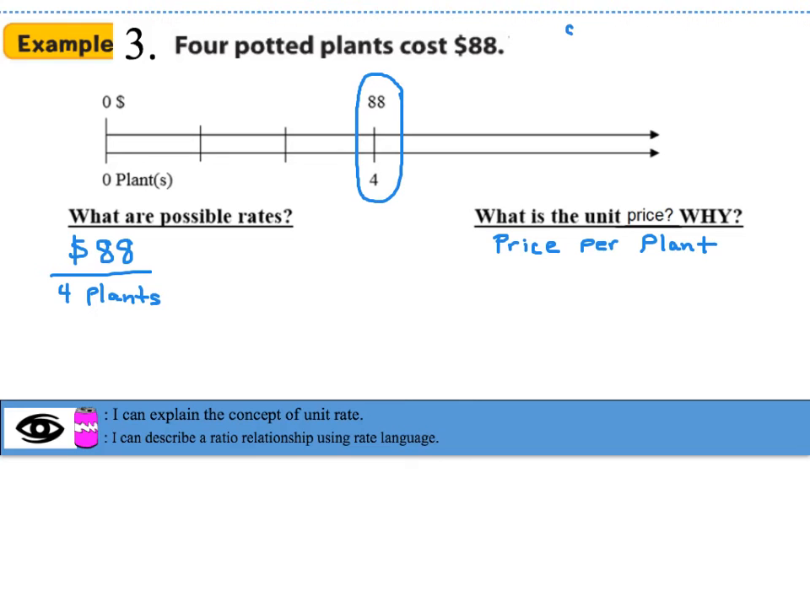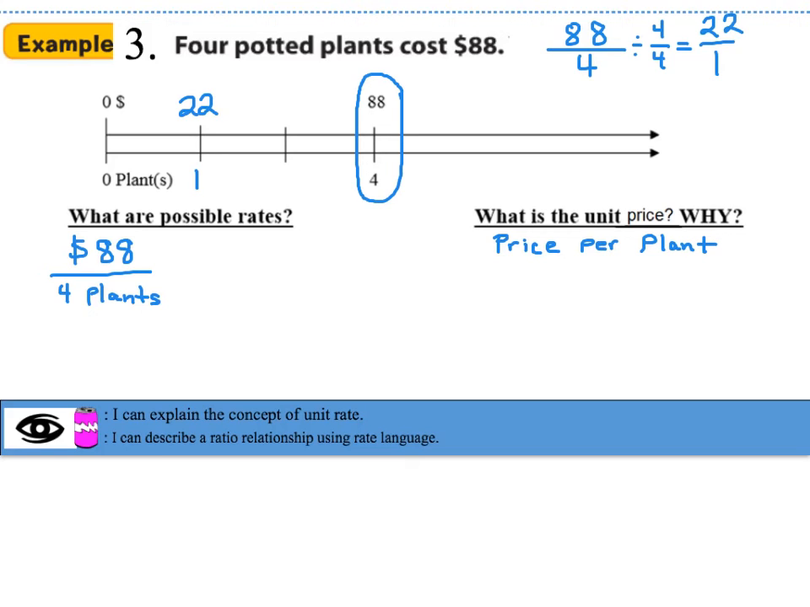So I'm going to write 88 over 4 as my fraction, and I want to make that 4 look like a 1, so I'm going to divide the top and bottom by 4. So 4 divided by 4, the bottom is 1, and the top becomes 22. So that becomes my unit price because my denominator is 1. So on my double number line, on the first line closest to 0, I'm going to write $22 on the top for 1 plant. So that becomes my unit rate.